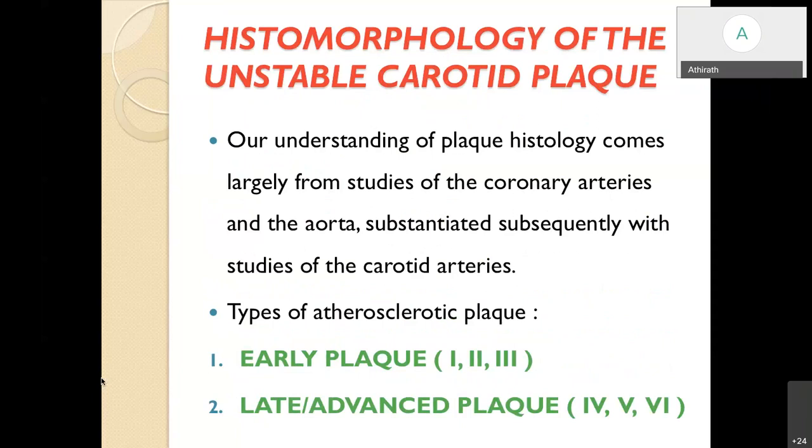Coming to the next topic, that is histomorphology of an unstable carotid plaque. Our understanding of plaque histology comes largely from studies of the coronary arteries and the aorta, which has been subsequently substantiated in the studies of the carotid arteries. Atherosclerotic plaques can be broadly classified as an early plaque or a late or advanced plaque. Early plaque is type 1, 2 and 3, whereas late or advanced plaque is type 4, 5 and 6.